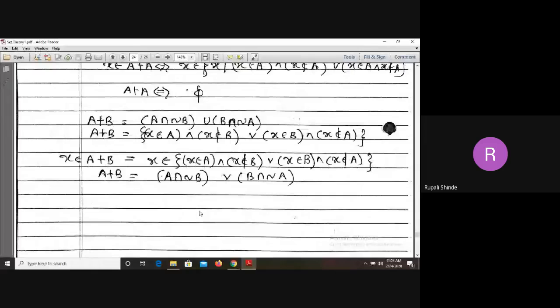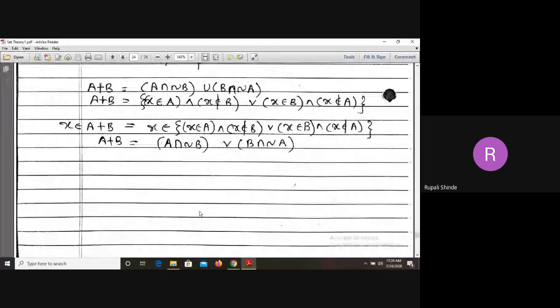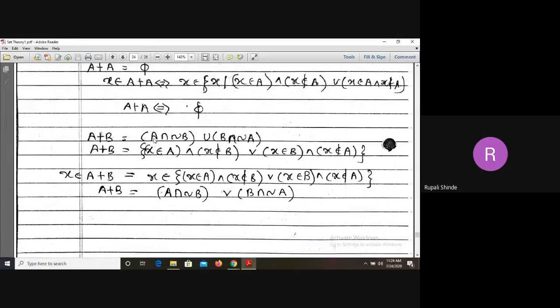Now the next proof is A plus B equals A intersection negation B union B intersection negation A. So first of all, consider LHS, A plus B. For any element x, we can write x belongs to A plus B. This is equal to x belongs to... now write here the definition for A plus B.